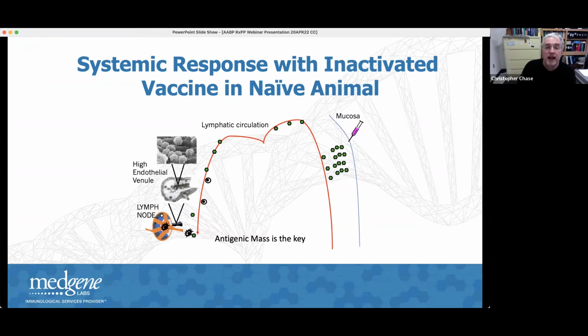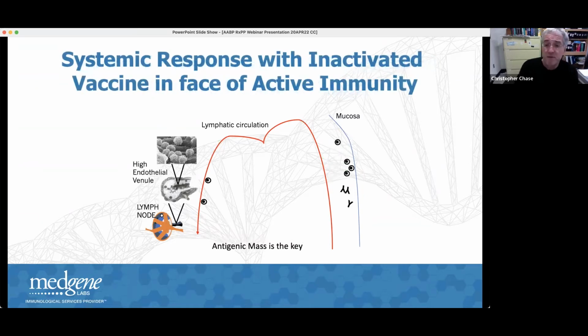Now, if we look at an animal then that's got active immunity, and now again we're giving more antigenic mass, the thing that we have here is that we've got enough antigen there already. And again, typically with the adjuvants that we're using, that allows that antigen then to get to that lymph node and again to induce and boost that immune response. So again, antigenic mass is the key.